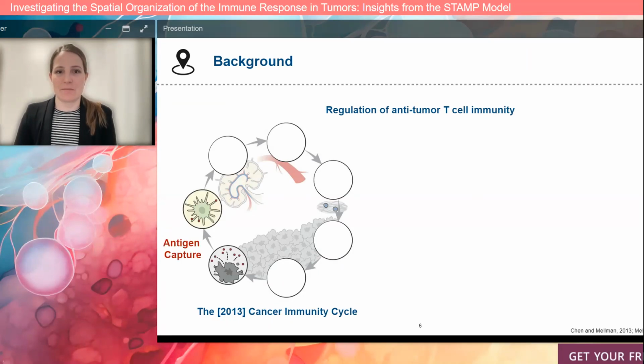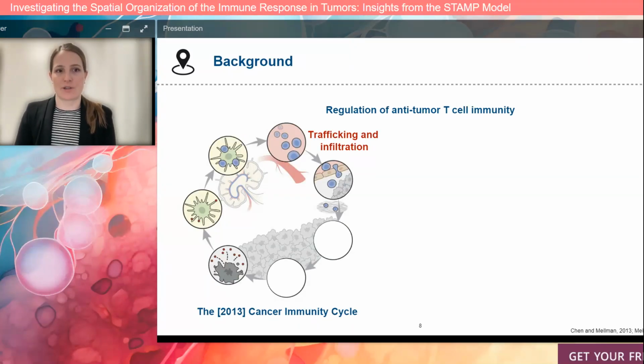And this is a bit of a chicken and the egg conundrum, but let's say the cancer immunity cycle starts with antigen release at the tumor site, and that antigen is captured by dendritic cells and other antigen presenting cells. This antigen is then trafficked back to the lymph node where the antigen presenting cells can prime T cell responses.